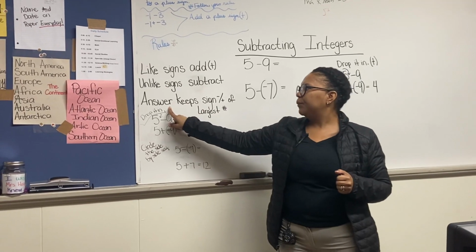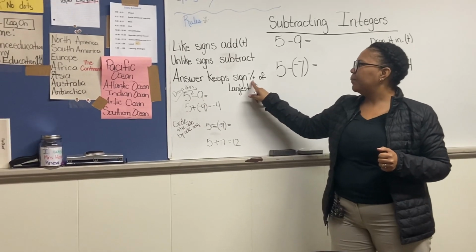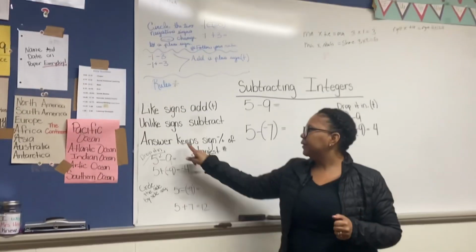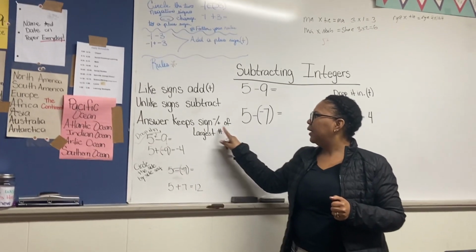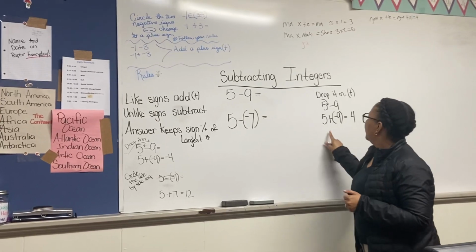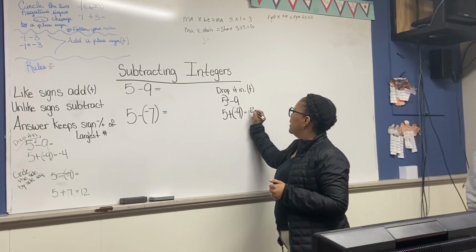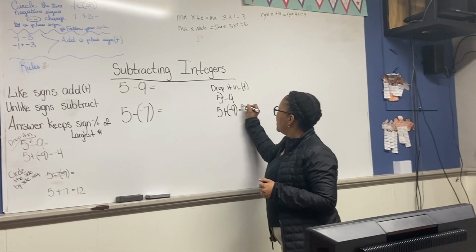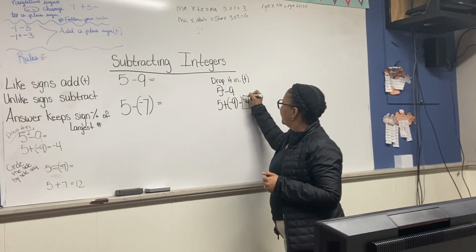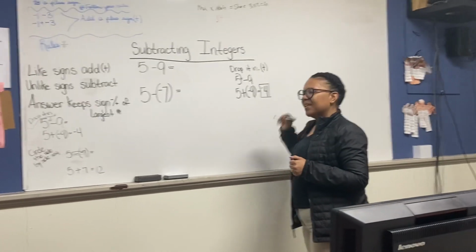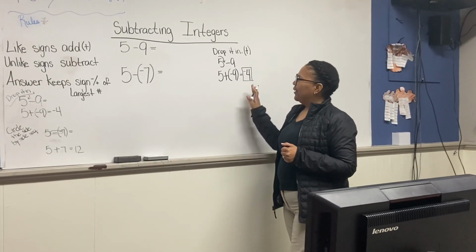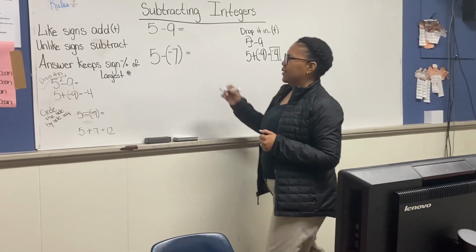So we need to determine, is it a negative 4 or a positive 4? Answer keeps the sign of the largest number. So in this instance, this 9 is the largest, and it's a negative. So our answer is going to be negative. So the answer is a negative 4. Awesome.